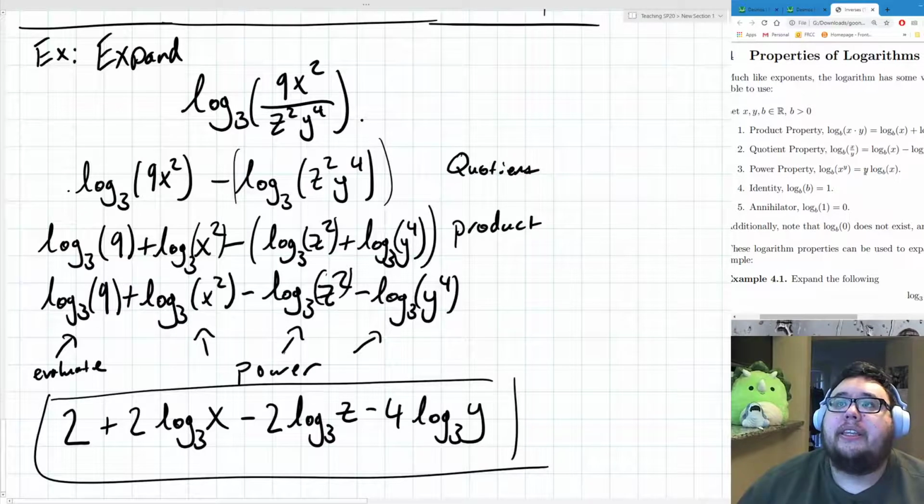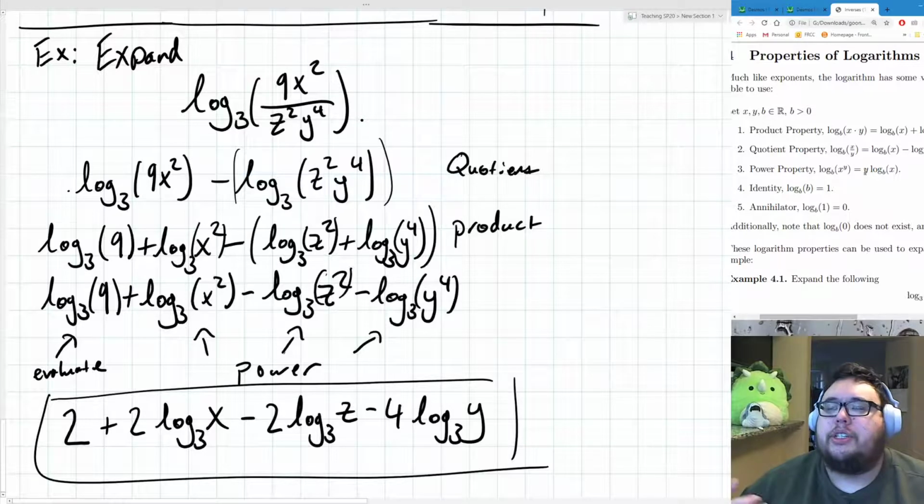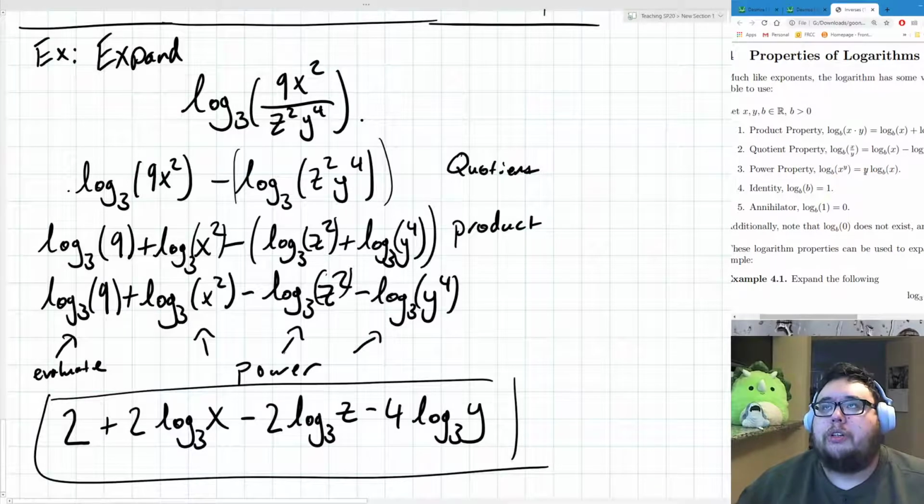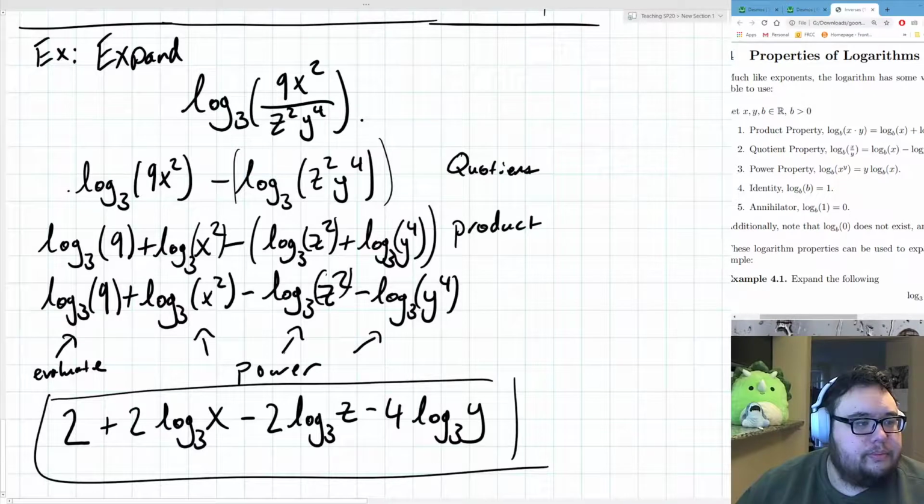So when you're expanding logarithms, you're kind of doing it backwards, right? You're doing your quotients and your products first, in reverse order of operations, the same way you do when you're solving any sort of equation. You're always doing your steps in reverse order of operations, right? And then eventually, once you've gotten all your products and quotients taken care of, then you will deal with any powers. Okay.